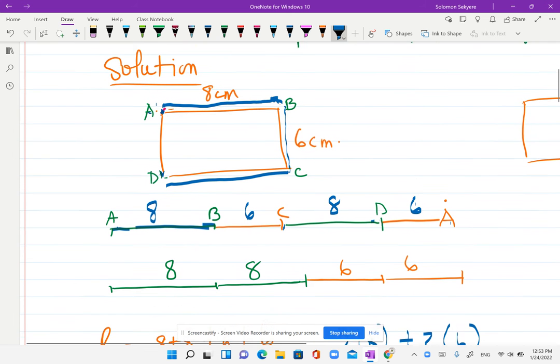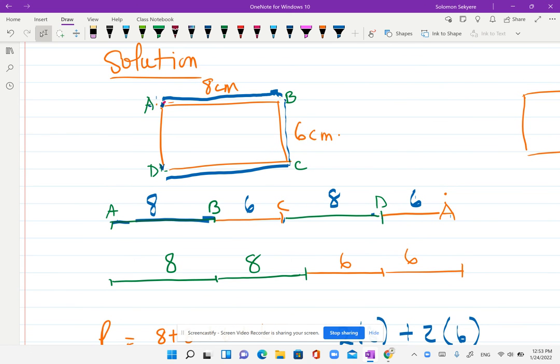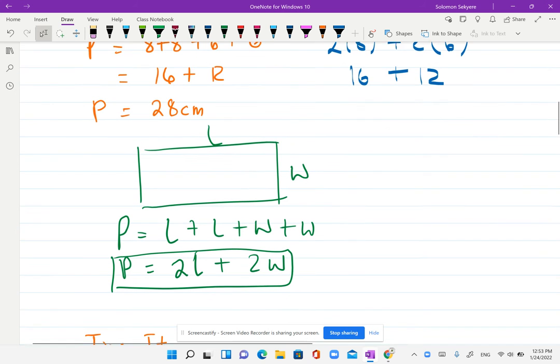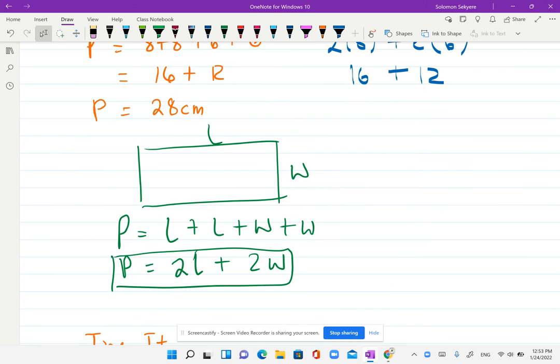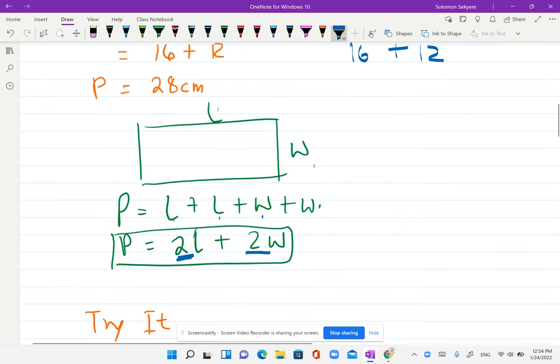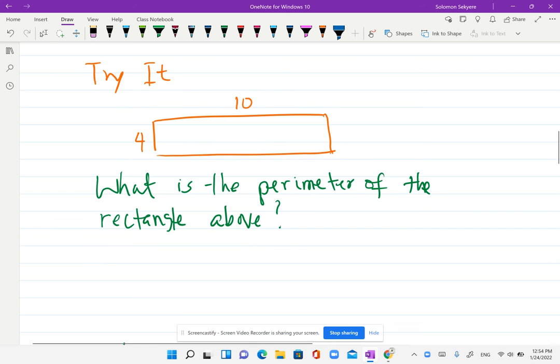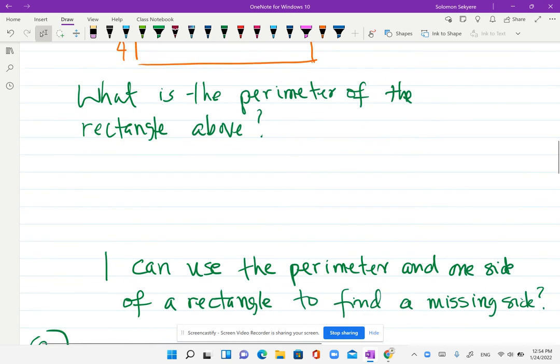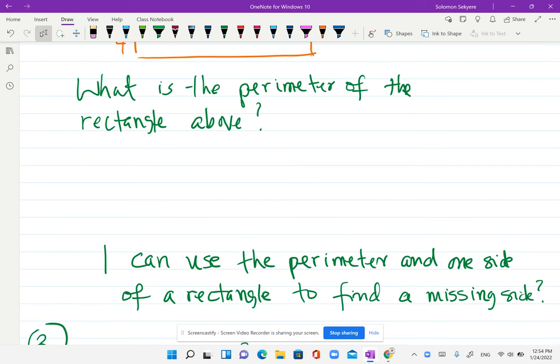So redraw it, label it, and add all the sides back to where you started from. That's your perimeter. If you have a rectangle with a length and a width, your perimeter is the length plus the length plus the width plus the width, which is two of the lengths plus two of the widths. Try it. What is the perimeter of the rectangle? So understand perimeter very well. For any figure at all, you start from one point and go until you come back.